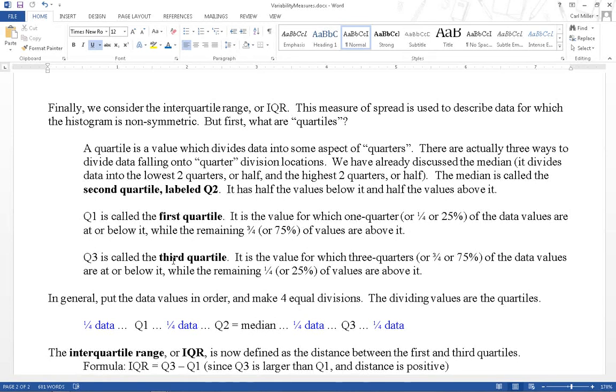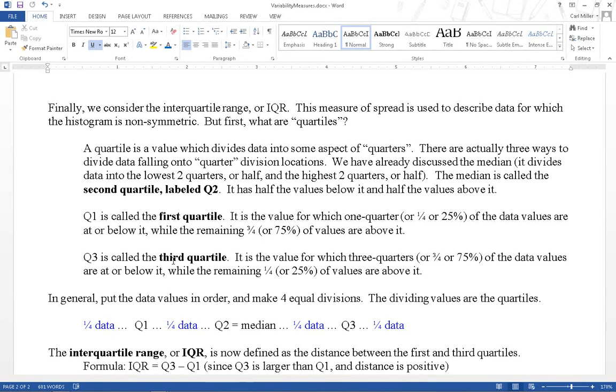So basically what you would have is the first quarter of the data, and this is putting the data in order, obviously. So you have the first quarter of the data, then you have the location of Q1, the first quartile. Then the next quarter of the data, and then you have the median. So where the median is, half the data is below it, half the data is above it. Then after that, you have the next quarter of the data, and you come to the third quartile, and then you have the last quarter or last 25% of the data values.